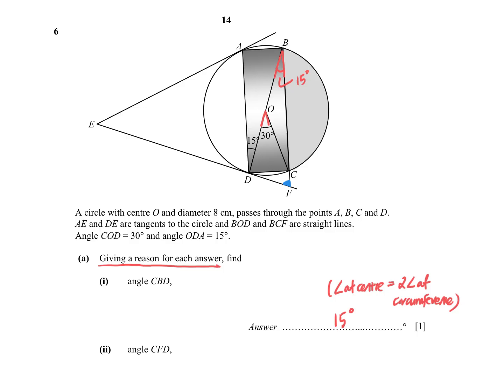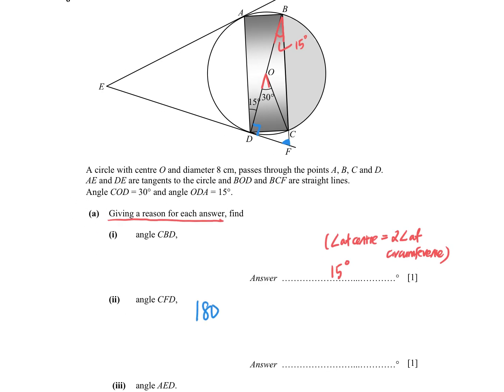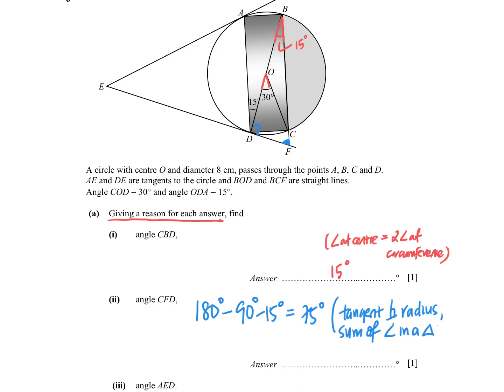DE is a tangent. When you have a tangent, what do you have? You have 90 degrees here. When you have 90 degrees, then the answer is staring at you. 90 minus the 15 you have just found. So that is 75. So you can tell me tangent is perpendicular to radius, as well as sum of angles in a triangle. So this angle here is 75 degrees.